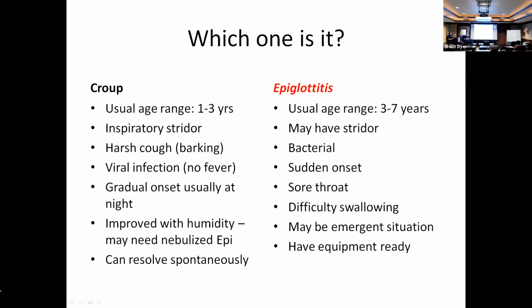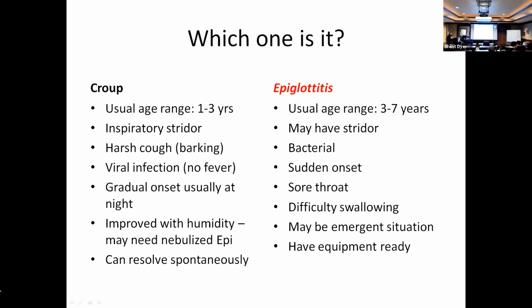Therefore they develop these bacterial infections of the upper airway. You know, they keep their hands in their mouths all the time. But croup is usually a viral infection. Epiglottitis is usually a bacterial infection. Either one can have stridor. Croup is usually inspiratory, and croup is usually in the crumb snatcher age, 1 to 3. Epiglottitis is usually in the preschool to early elementary school age.